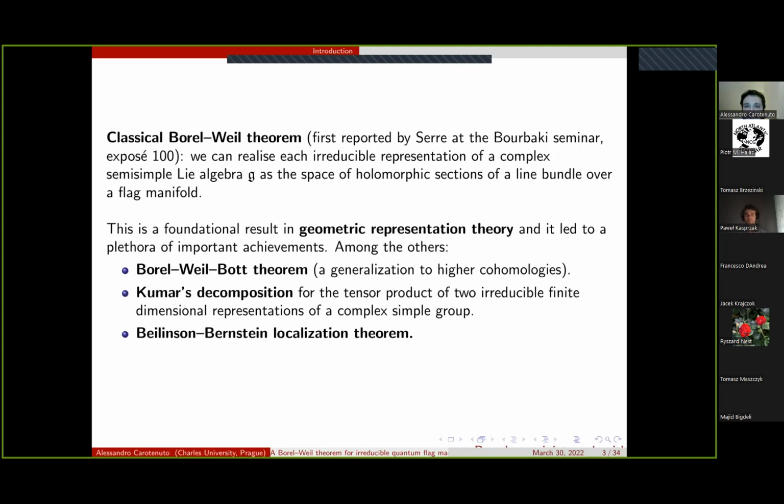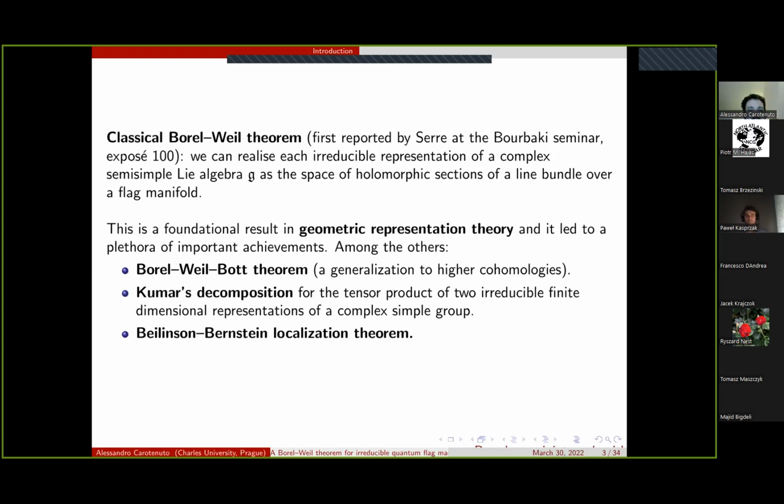So it would be very difficult to overstate the importance of this theorem, not just for the nice conceptual framework that I just described, but also for the theorems that were proved as a consequence of the Borel-Weil theorem through the years. I quite arbitrarily chose to make a list of three other consequences, which were the Borel-Weil-Bott theorem, or Bott-Borel-Weil, or any possible combination of these three names, which is a generalization of Borel-Weil to higher cohomologies.